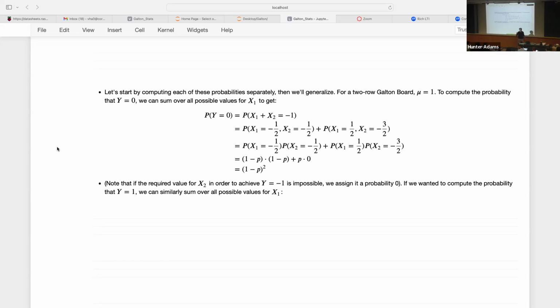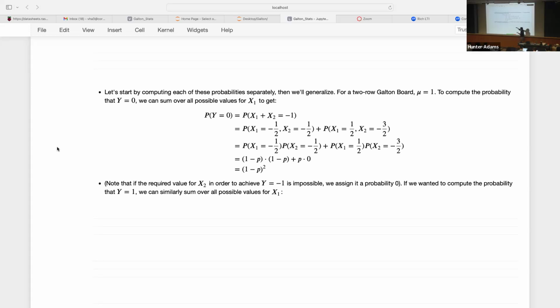In order to keep this derivation general, I'm saying that the probability of bouncing to the right is p, bouncing to the left is 1 minus p. In an idealized Galton board, p is 1/2, right? But just to keep this general, we'll keep it like this. And so the probability of x1 bouncing to the left is 1 minus p, of x2 also bouncing to the left is 1 minus p. So that's our left term of the expression here.